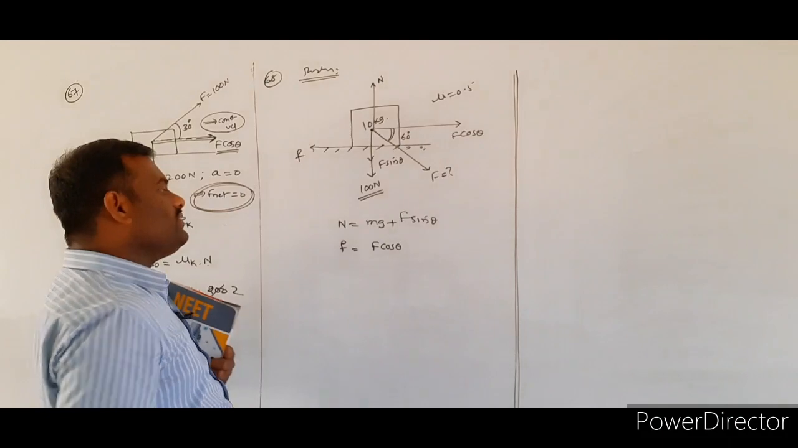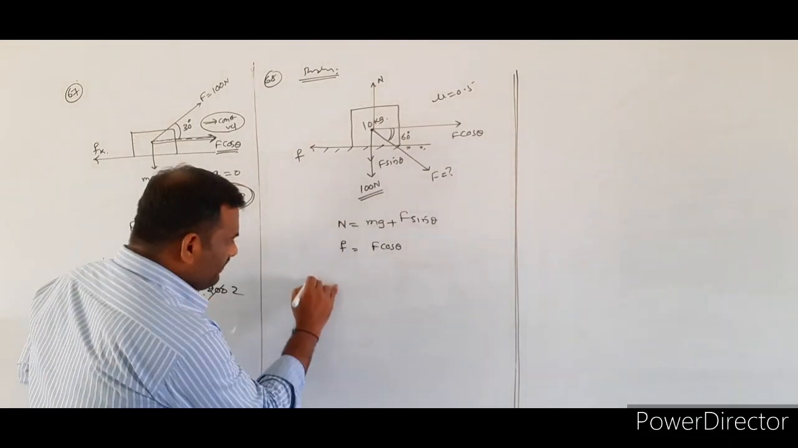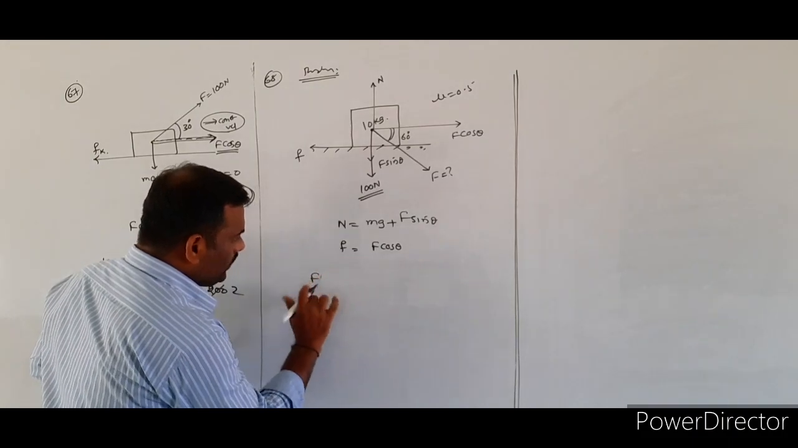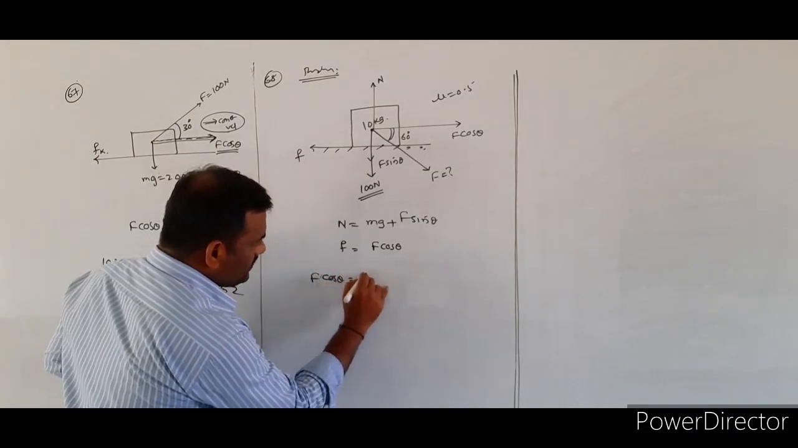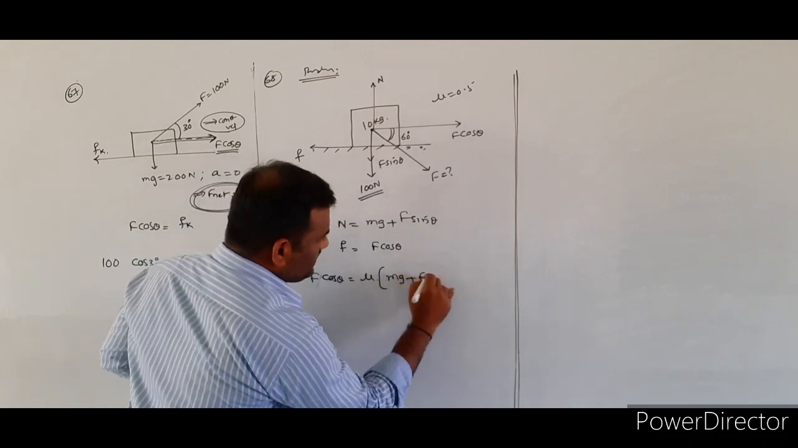So, frictional force value general formula is what? F is equal to mu into normal reaction. Therefore, F cos theta is equal to mu into normal reaction value is equal to what? Mg plus F sin theta.